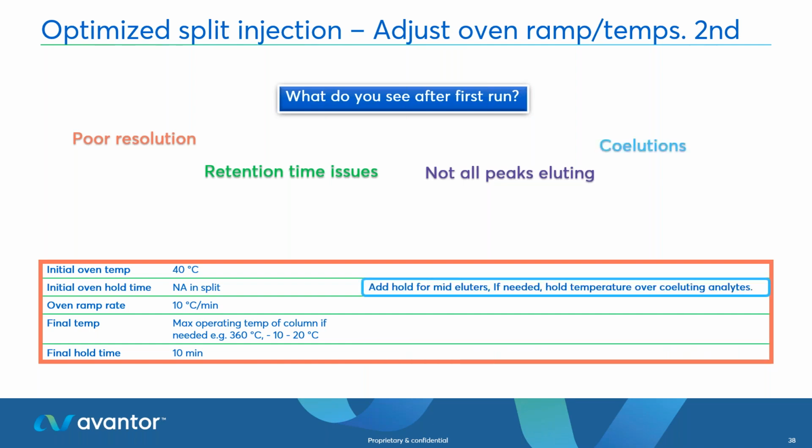Co-elutions, you can add a hold over mid-eluters if needed. But a lot of the time, this is more of a bigger problem if it's something to do with a column that maybe isn't very selective for the analytes of interest, but you can adjust the method to improve co-elutions. You can also optimize the oven ramp rate as well. So try increasing the oven ramp rate so it speeds up quicker, or you could maybe make it slower. So maybe go 10 degrees per minute, go to 20, go to 30, and then try and work out which is the optimal.